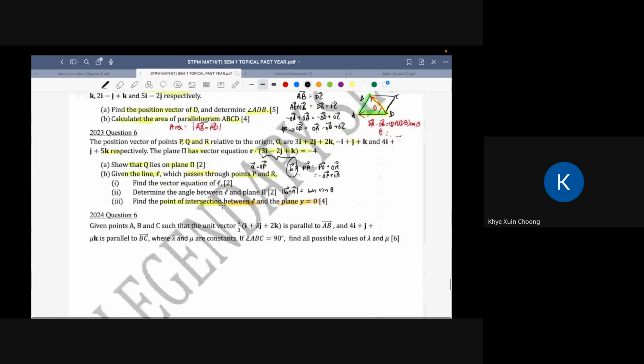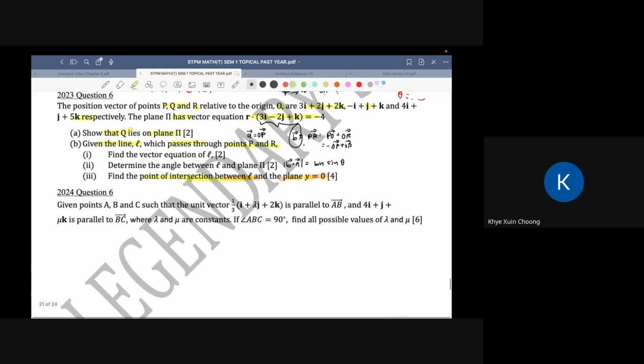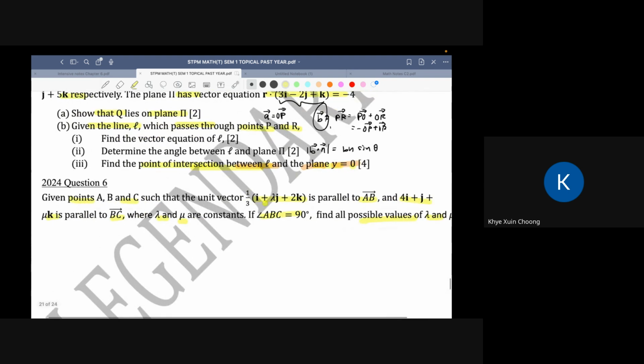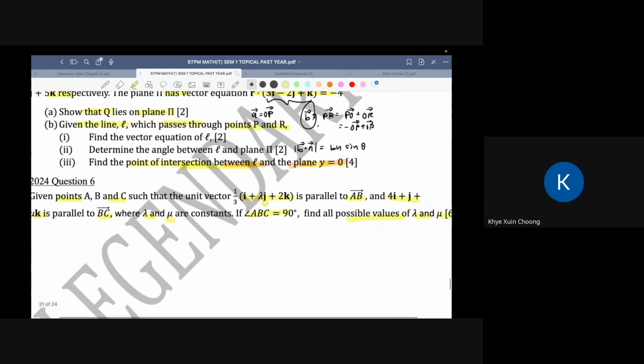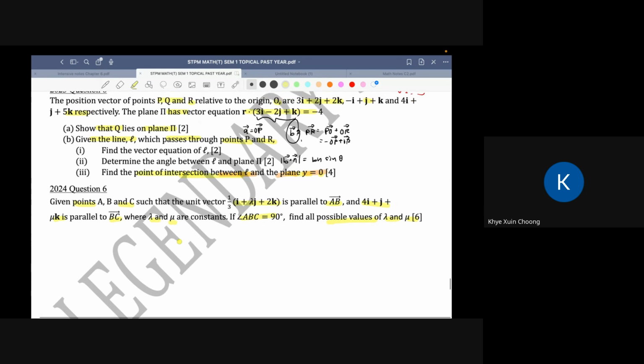Okay. Last question. Given points A, B, C such that this unit vector is parallel to AB and this one is parallel to BC, where lambda and mu are constants, if angle ABC is 90 degrees, find all possible values of lambda and mu. This one is quite different, but actually the same. It wants you to find the values of lambda and mu. How should we do it?